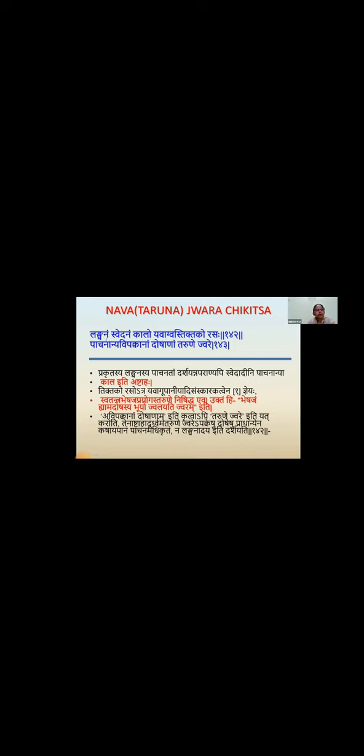And when Langhana should be given, to whom it is indicated, we have seen, and also to whom it is contraindicated. Similarly, the benefits of Langhana we have seen. And coming to the next one, Svedana. Svedana may be in the form of taking Ushna Jala. Here, he is specifically mentioning the Ushna Jala Mahatva.